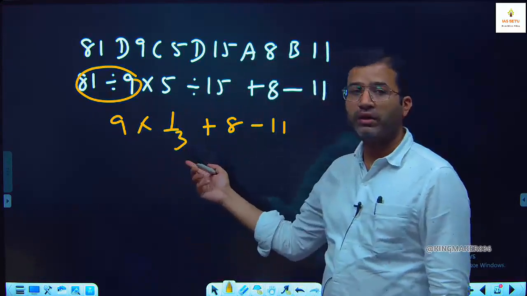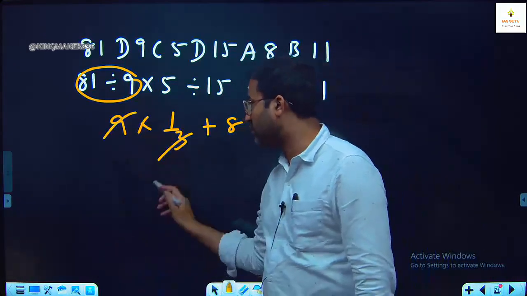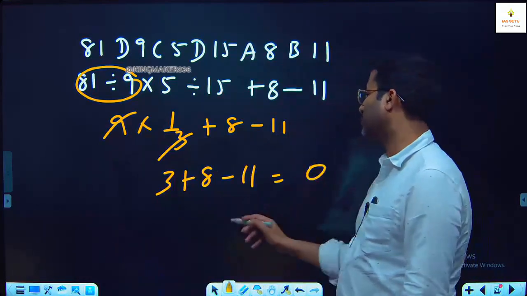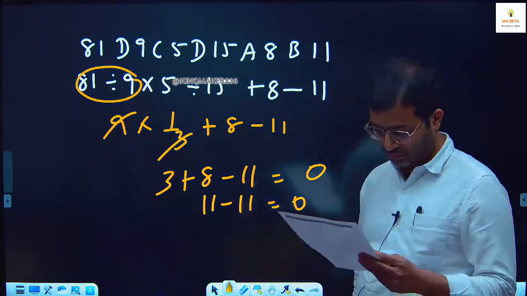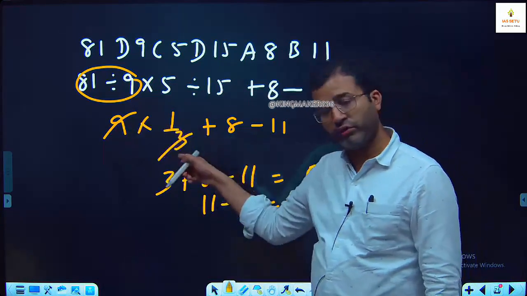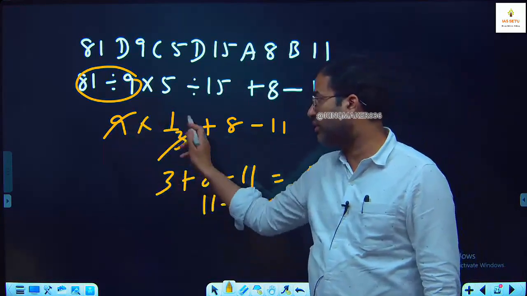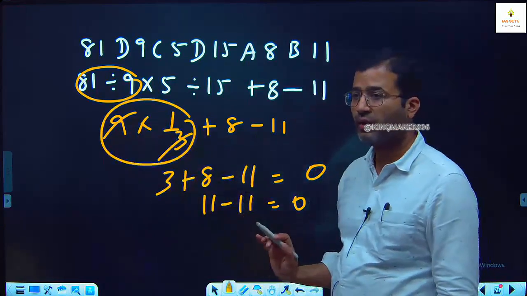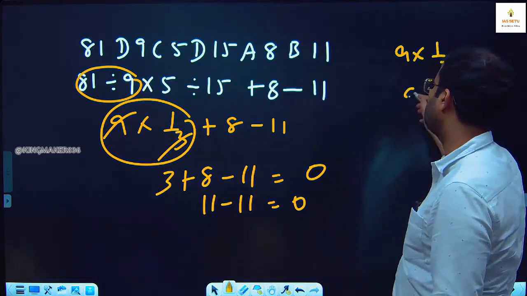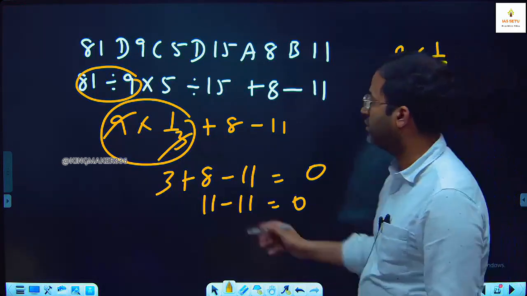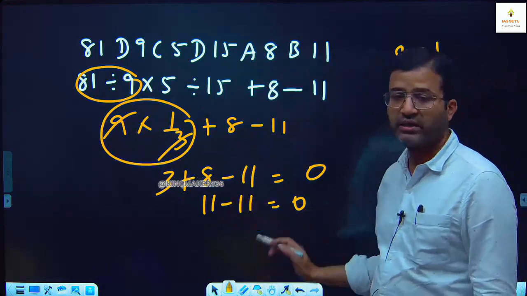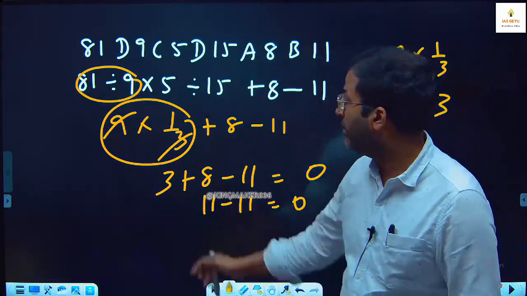भाई इसको 1/3 को 0.33 क्यों लेना? इसको कैंसिल कर दो ना, 3 आएगा, नहीं तो डेसिमल के चक्कर में पड़ जाओगे. 11 माइनस 11 0. 1/3 आ गया. 9 इंटू 1/3 क्या होता है? 3 से डिवाइड हो गया, 3 आ गया. ये टोटल वैल्यू 3 आ जाएगी. 9 मल्टीप्लाई विद 1/3 मीन्स 9/3. ये आ जाएगा 3. 3 प्लस 8 माइनस 11. 11 माइनस 11 0.